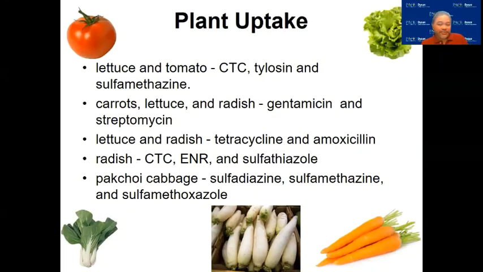And they reported the presence of these antibiotics in different plants. And some of them are the vegetables that we eat. Lettuce and tomato have been found to contain traces of CTCs, chlortetracycline, tylosin, and sulfamethoxine. Carrots, lettuce, and radish were found to contain gentamicin and streptomycin.